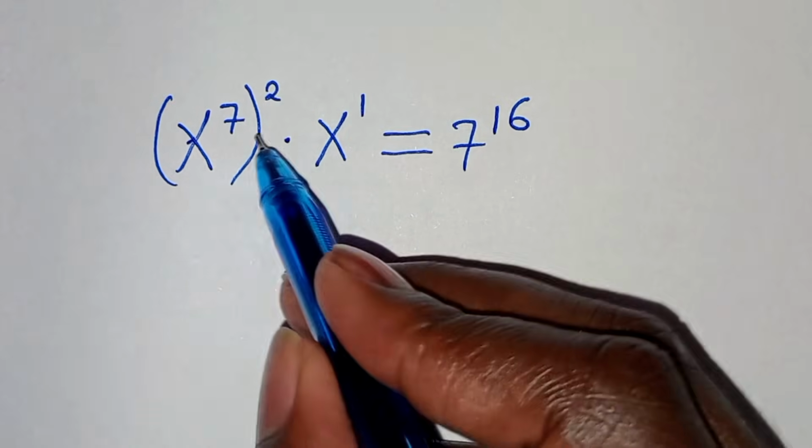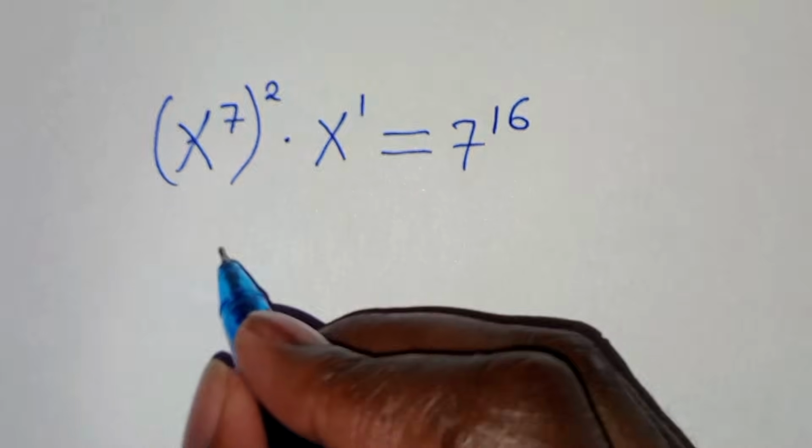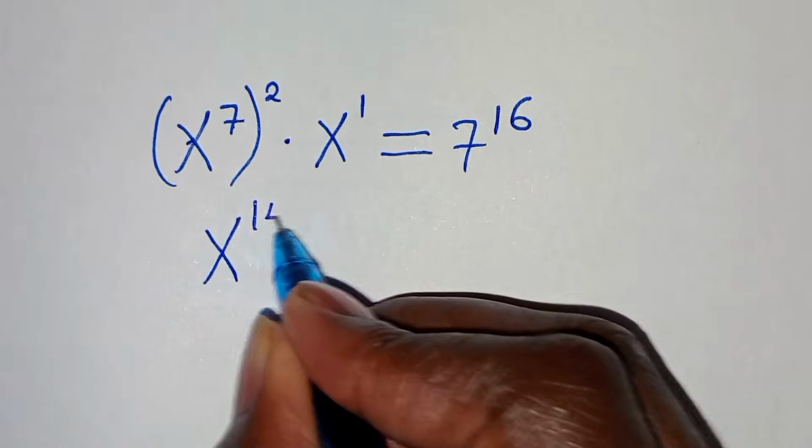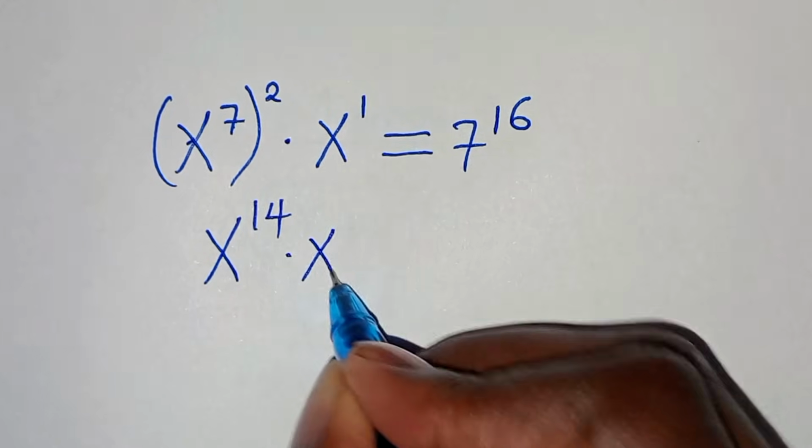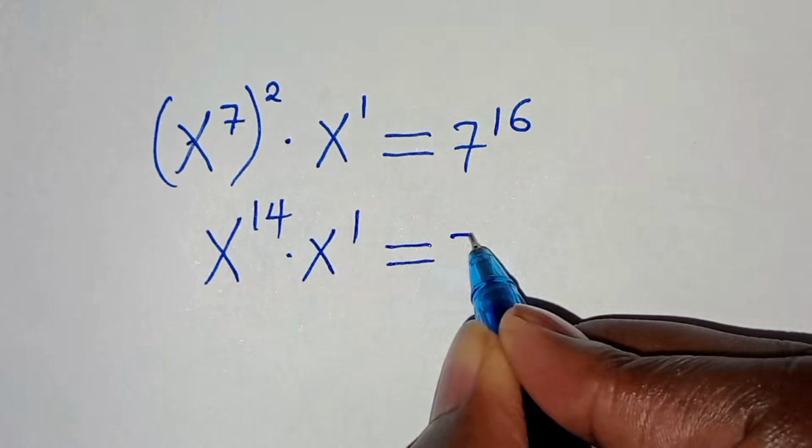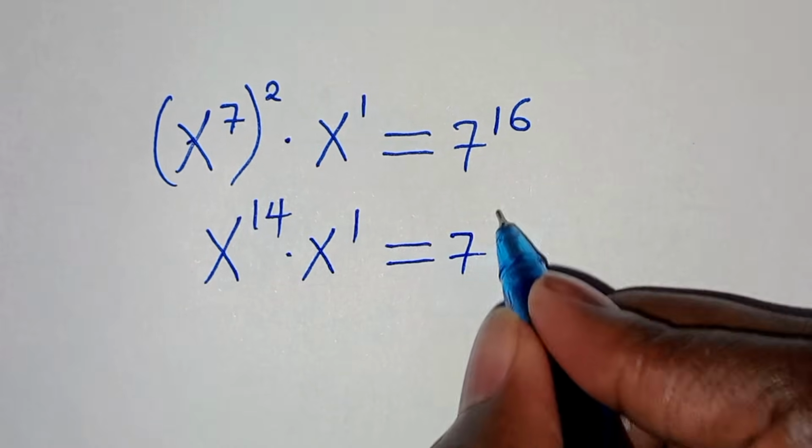Now we have x to the power of 7 to the power of 2, and this is x to the power of 14 times x to the power of 1. This is equal to 7 to the power of 16.